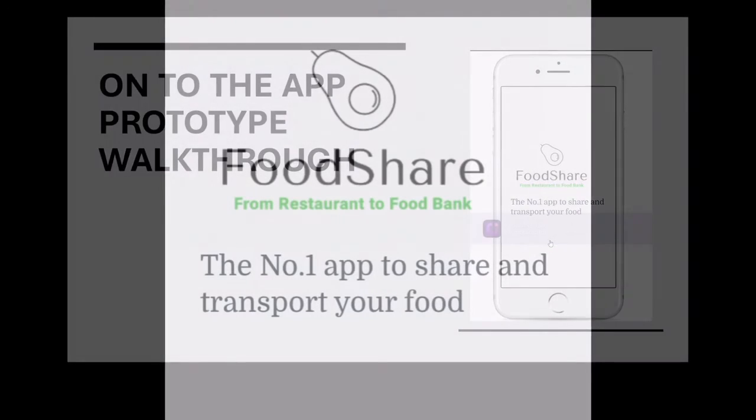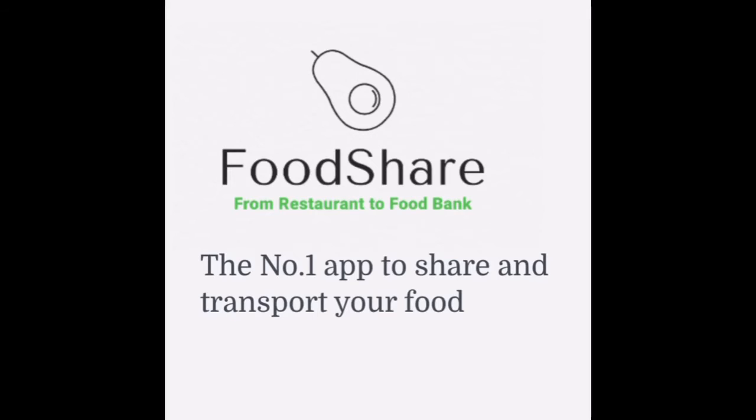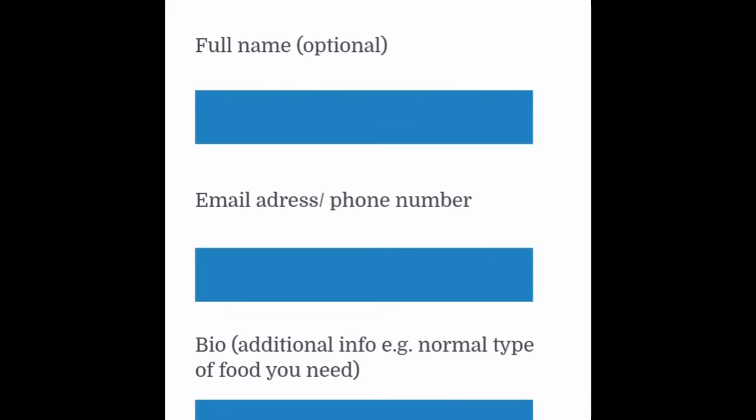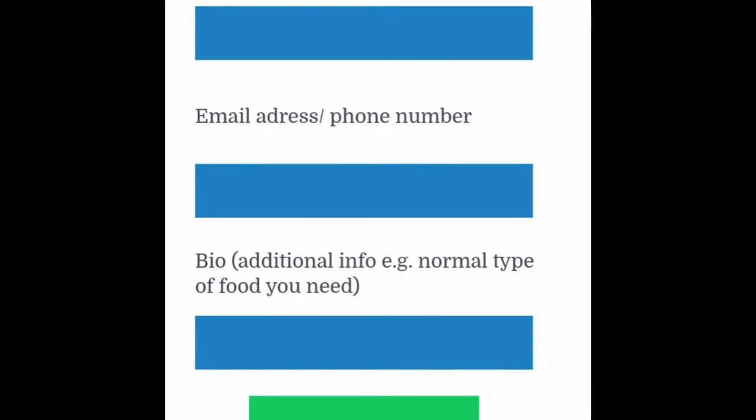Onto the app prototype. "FoodShare, the number one app to share and transport your food," is what the home screen will say. So you either sign up as a receiver, so a food bank, or a sender, like an eatery. And you'd submit your details, so you'd come to a home page like this with restaurants that have food that you can use.